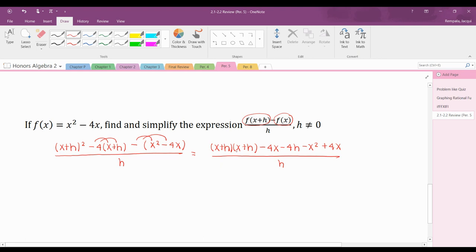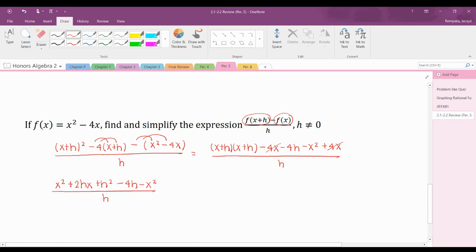I still got to get rid of the parentheses to begin with, so I'm going to now distribute. x times x is x squared. We've got x times h, so that is an hx. And then we've got an h times x, so essentially there are two hx's or xh's. And then h times h is going to give us h squared. If I look at what was not already in parentheses, it looks like I have a -4x and a +4x, so those are going to cancel. But then I still have that minus 4h minus x squared.